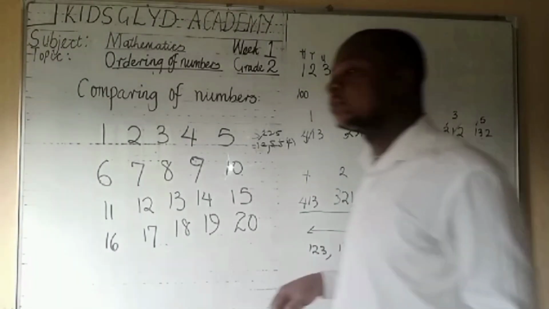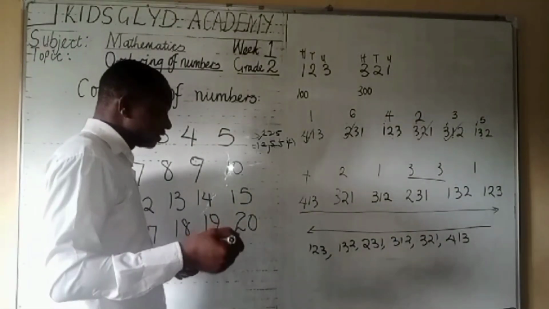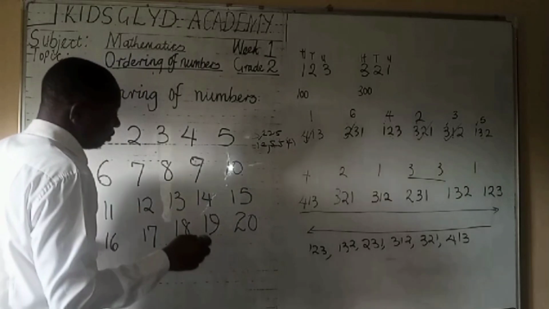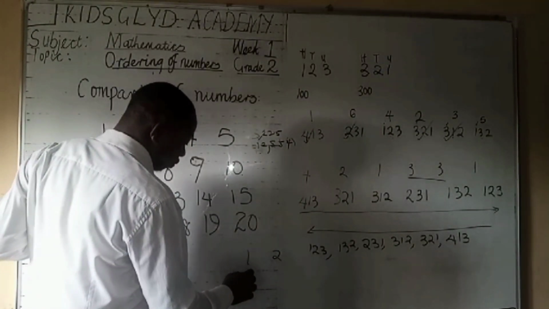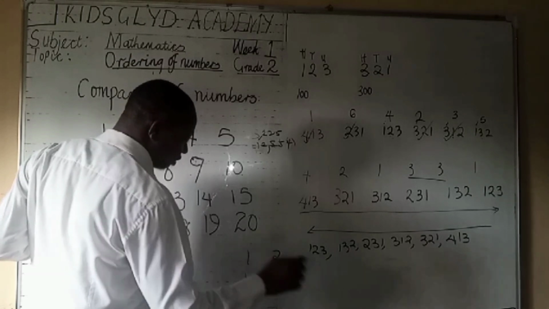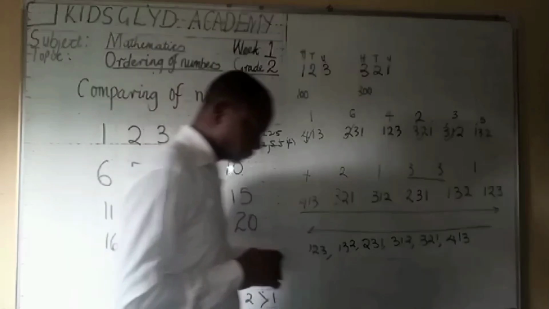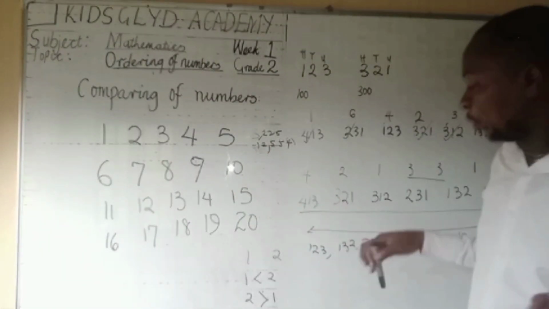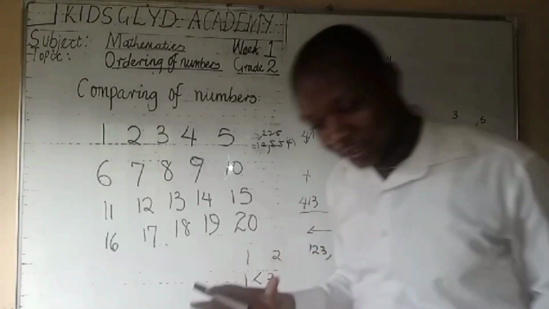Now, if you don't want to write it, because some people find it difficult to write, understand the sign. That means 1 and 2, which one is greater? You say 1 is less than 2, or 2 is greater than 1. That is all. With this alone, someone will understand what exactly you wanted to say.